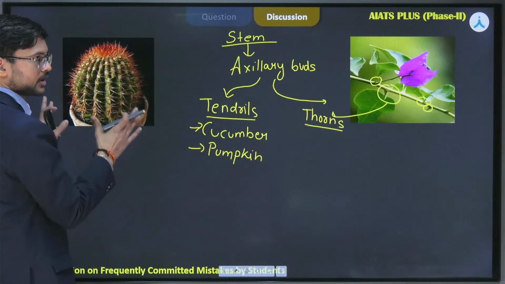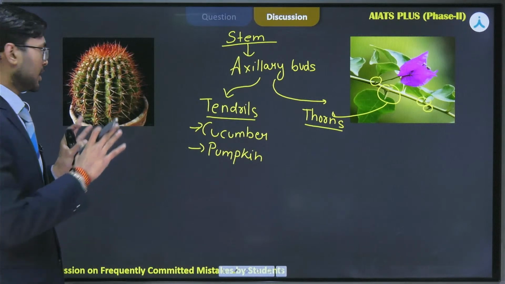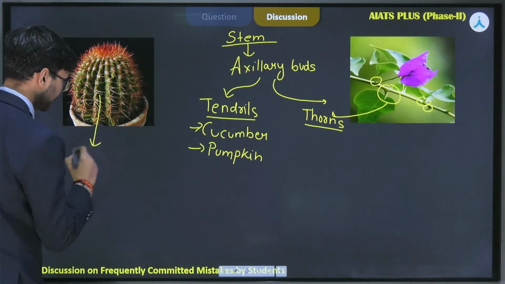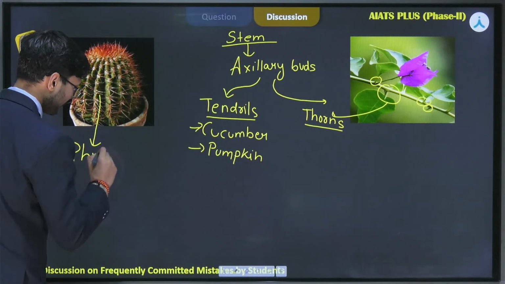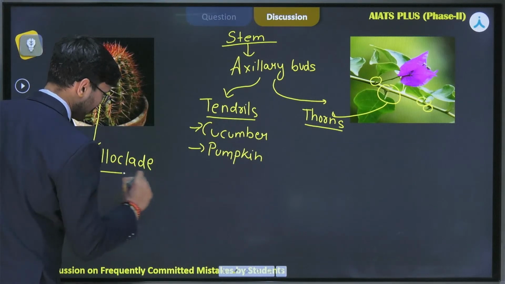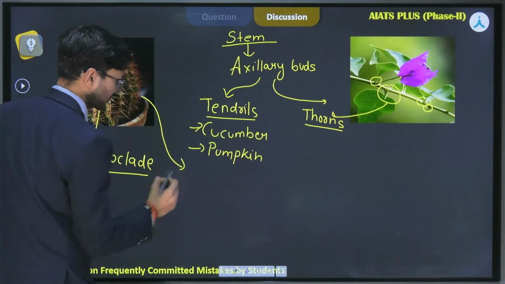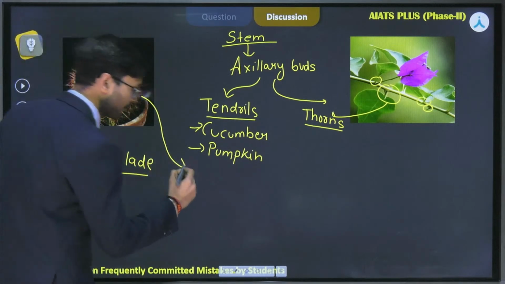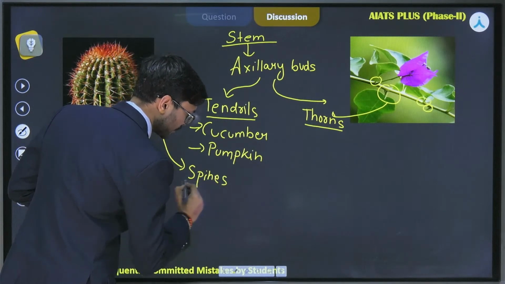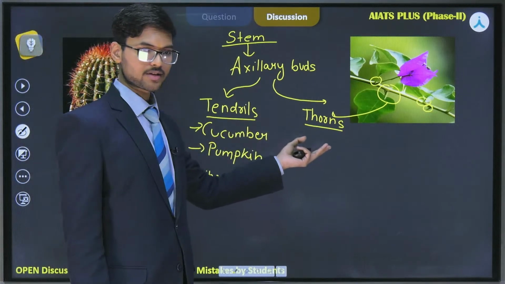So this is a cactus. In this you are not able to see any leaves, right? The function of leaves is carried out by the stem itself. That is, it is called phylloclade. While the spines that you are seeing here, the pointy structures, are the modifications of leaves. They are called spines. Okay. So these are also pointy structures, while a thorn was also a pointy structure.